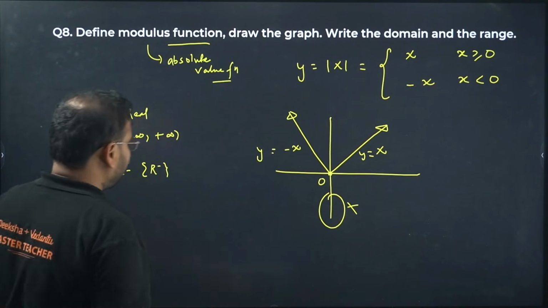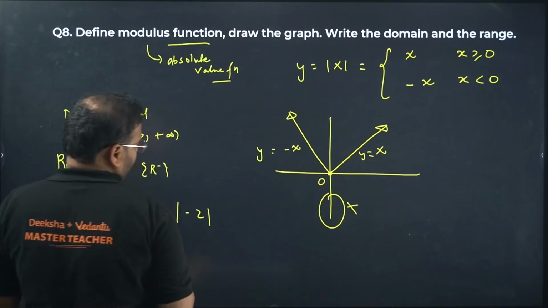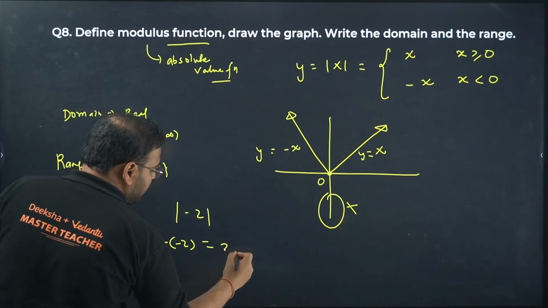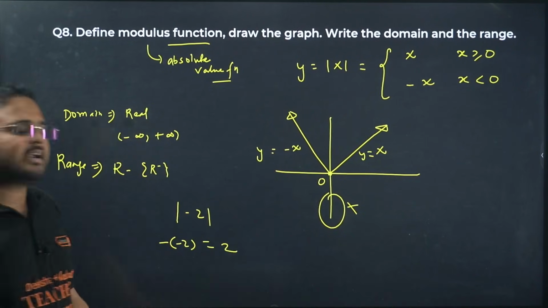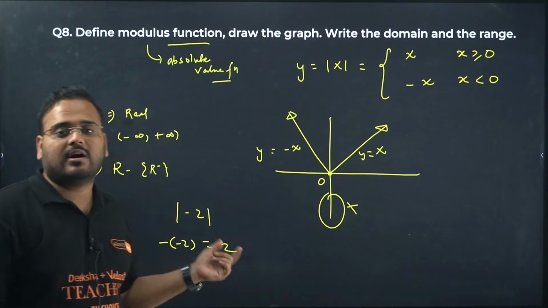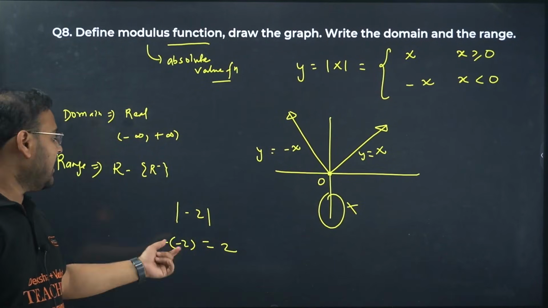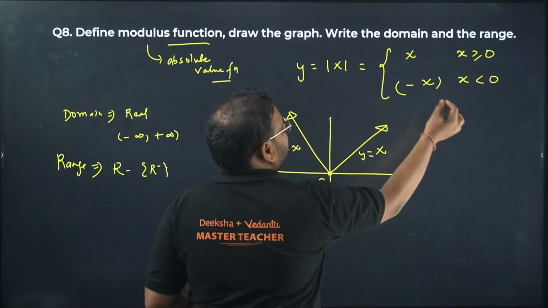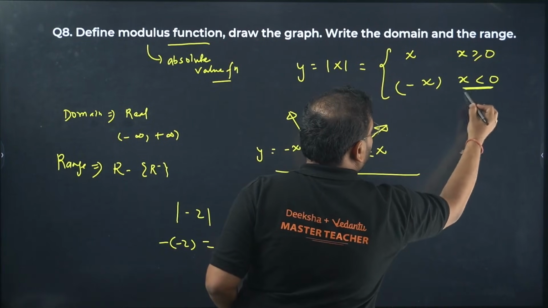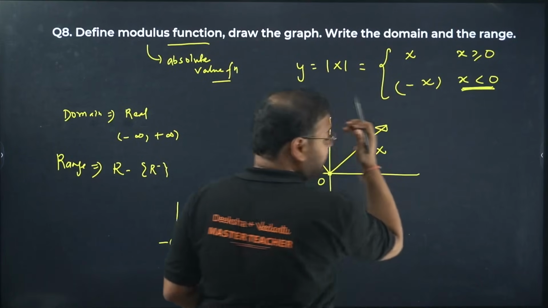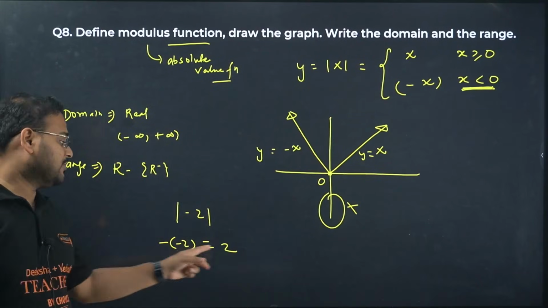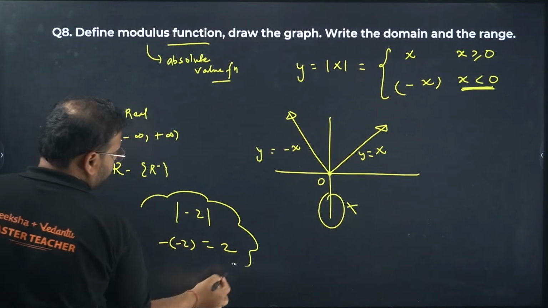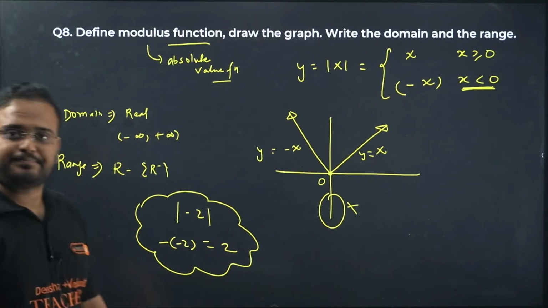For example, if I write modulus of minus 2, what is the answer? You open this as minus of minus 2, and the answer becomes plus 2. Whatever is inside the bracket, if it is negative, the result will be positive only. How do they make it positive? By applying the minus sign. That's why I wrote minus x here. So when x is less than 0, it opens with minus x. Hence minus of minus 2 becomes plus 2. Make sense? Okay, this is the understanding of the modulus function. 5 marker. Moving on.